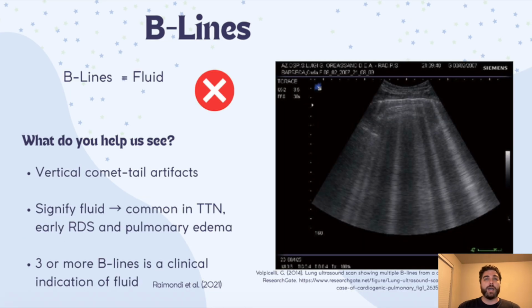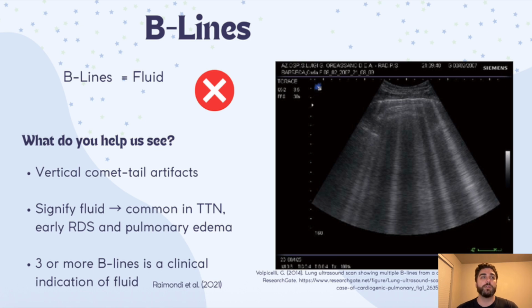The second artifacts are called B lines, which B means fluid. They couldn't call them F lines for whatever reason, so they went with B. B lines are these vertical comet trail artifacts that extend from that pleural line that we saw before all the way to the bottom of the image. In neonates, B lines indicate increased interstitial and alveolar fluid, which is very commonly seen in transient tachypnea of the newborn, in early RDS, and in pulmonary edema, conditions where there are fluid elements at play.